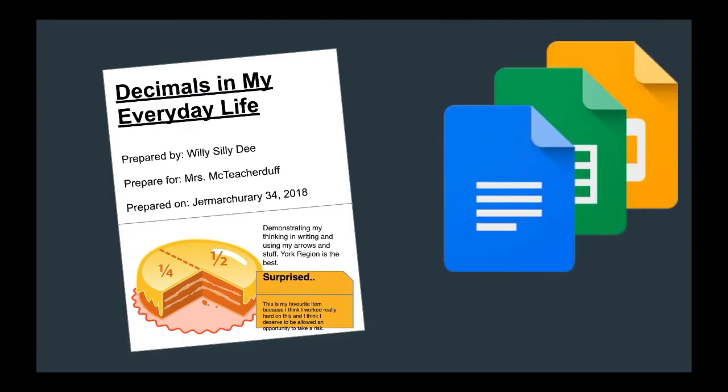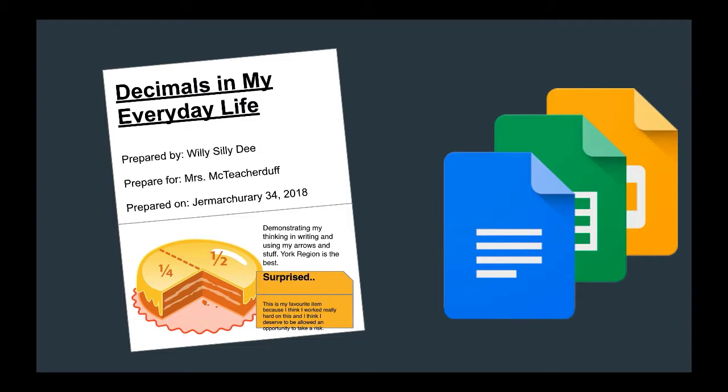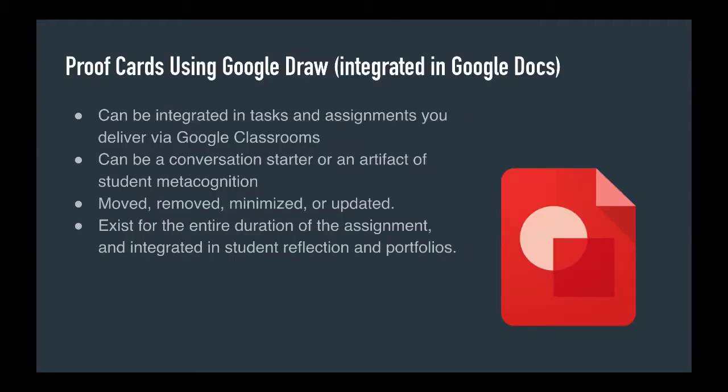There are a number of reasons why using Google Draw to create proof cards for digital work is a great tool. First, they can easily be integrated in tasks and assignments that you deliver to your students via your Google Classroom. Second, it can be a conversation starter or an artifact of student metacognition on that particular task. Third, the actual proof card created could be moved, removed, minimized, or updated into the document. And last, those proof cards exist the entire duration of the assignment and can be integrated in student reflection and portfolios at a later time when the assignment or the task gets revisited.